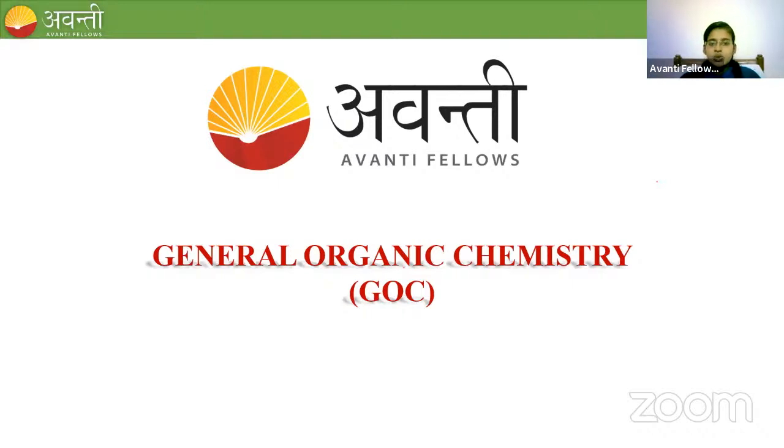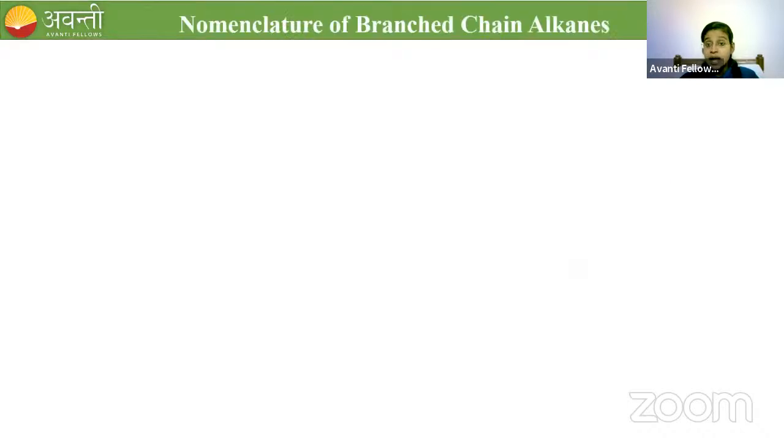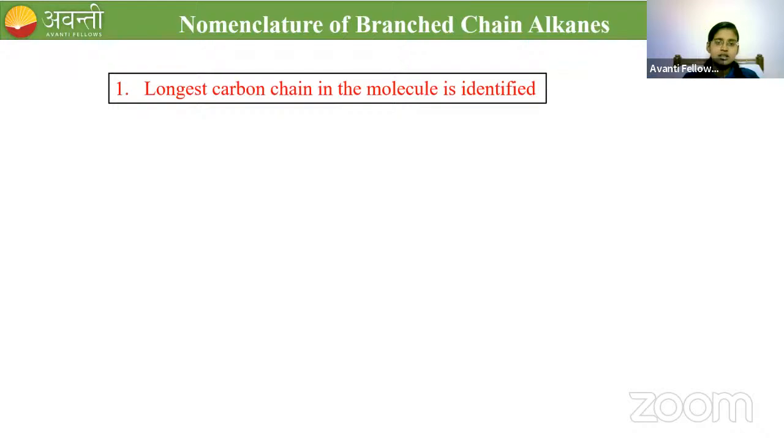So today we are going to see the nomenclature of branched chain hydrocarbons, or branched chain alkanes. Here we have to follow some set of rules given by IUPAC. The very first rule to be followed is rule number 1: the longest carbon chain in the molecule is identified, which is otherwise called the parent chain.